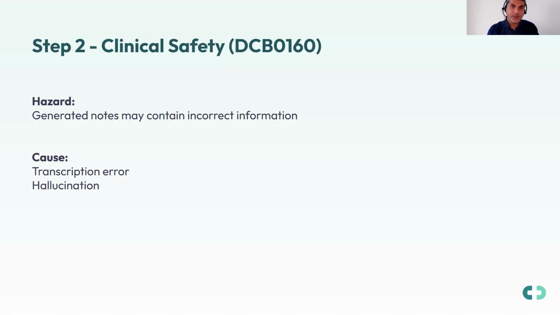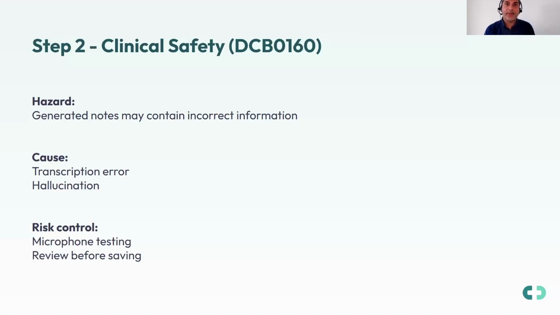So as a practice, we then need to think about actually what are the controls, what are the mitigations that we need to put against that risk and that hazard. So we look at things like, actually, do we need to test the microphone to make sure it's an appropriate way that we're picking up the sound? Is it something that we need to implement in terms of the clinician who's saving the record just needs to review it before saving, just to make sure that it is correct? And do we need to put some other safety barriers up?